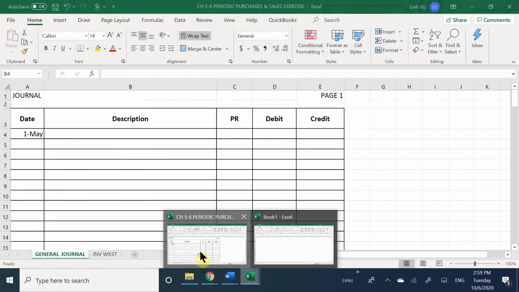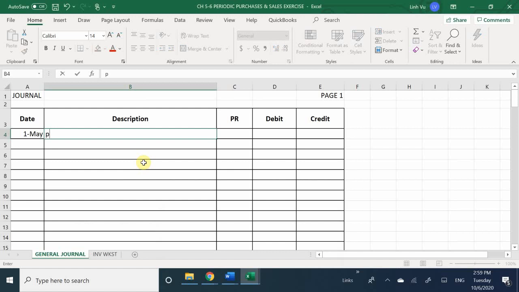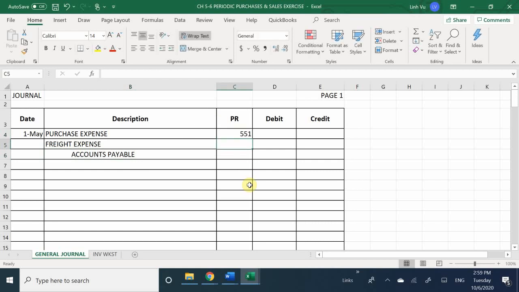So I'm going to go into my journal, and I know that I have to incur a purchase expense. I know I need to have a freight expense. And I know that it is on accounts payable. My PR is going to be the number that I choose, and this comes from my chart of accounts. My account number for purchase expense was 551, for freight expense was 511, and for accounts payable is 201.